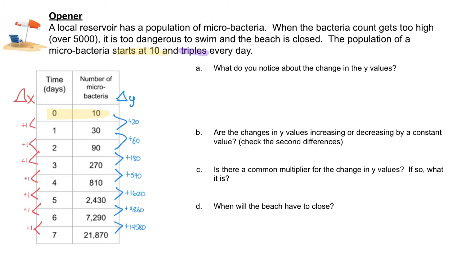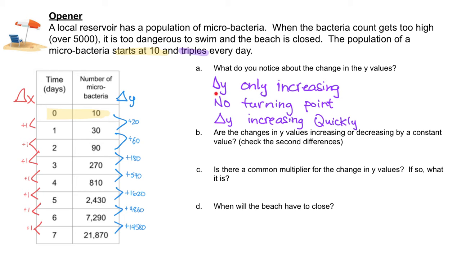So let's summarize this in our first question. As we said before, the change in y is only increasing. There's no turning point. You can see that here. These are all increasing. In order to have a turning point, you would see a change in direction. So you'd see increasing here, positives, and then some negatives. We don't see that. The other thing I wanted to add is that the change in y is increasing quickly. So we're increasing here by 40. This is now over 100, and now we're changing by almost 10,000 right here.